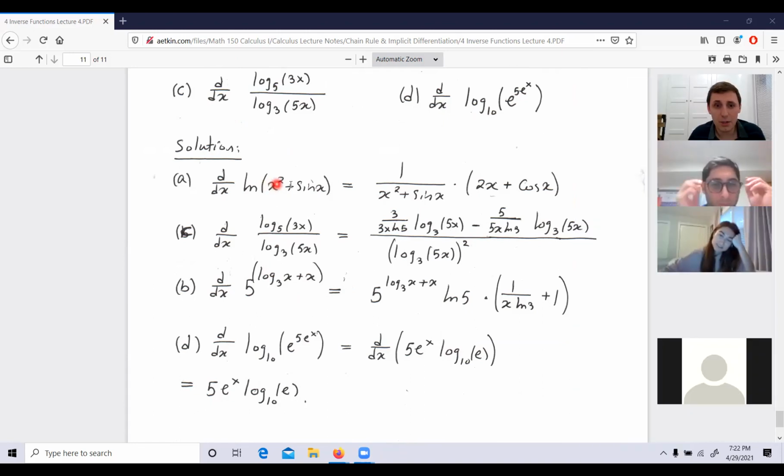So the derivative of ln of x squared plus sine x, very simply, the derivative of ln is 1 over x squared plus sine x. The derivative of the inside function is 2x plus cosine x.